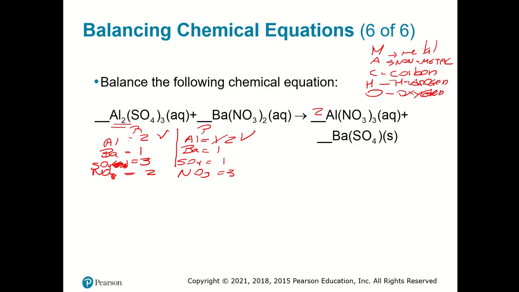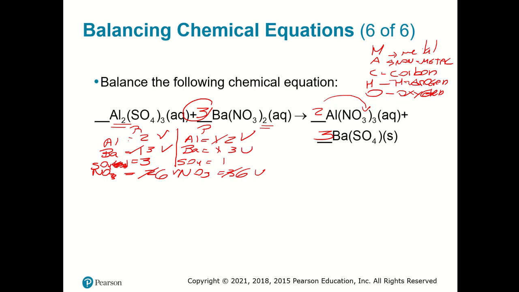But now, look at this. 2 times 3 is 6. I have 6 nitrate, while here I only have 2. To have 6 nitrates on this side, I can put a 3 over here, right? So 3 times 2 will be 6. 6 nitrates, so this is fixed. But now I have 3 bariums over here, so I will fix the barium as well. So it's going to be 3 and 3, so they are fixed.